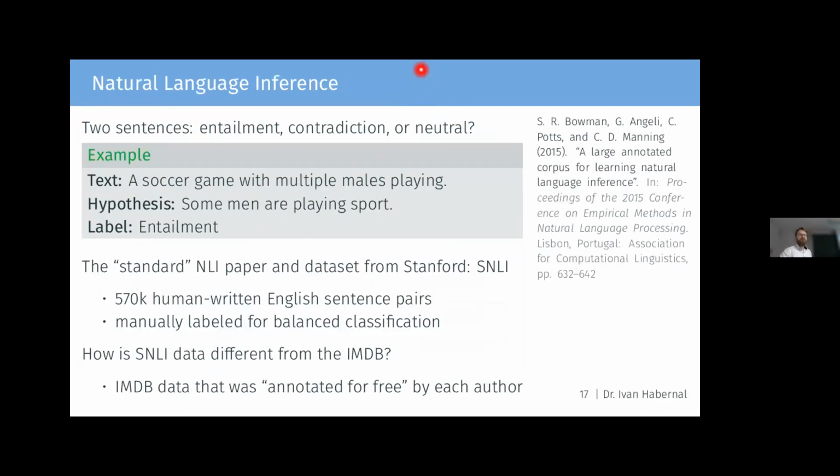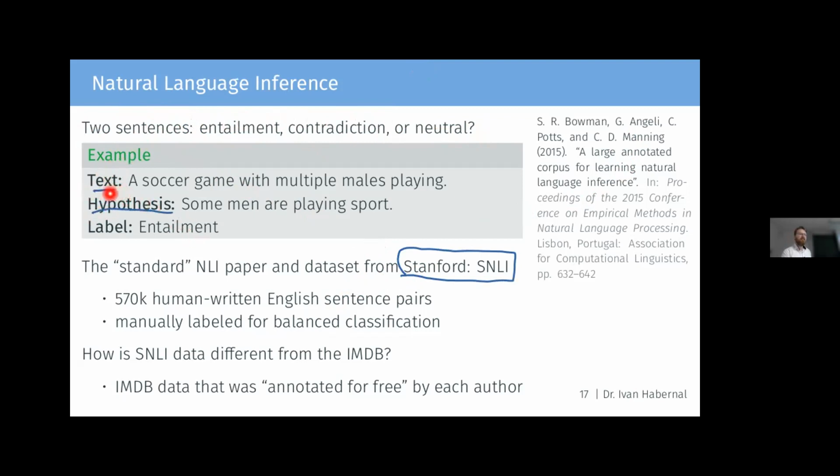Cool, let's move on. There's another task which is called natural language inference. The standard paper for natural language inference is the SNLI, the Stanford Natural Language Inference task. What does it mean? We have two sentences and these are somehow related to each other, and either they're related as an entailment or contradiction, or they're neutral. These two sentences are called a text and a hypothesis.